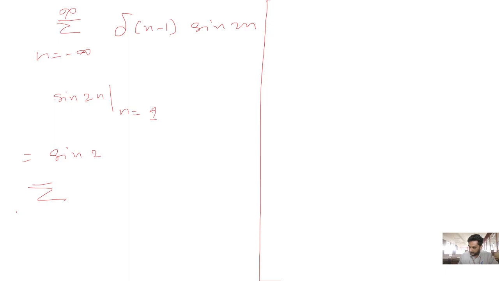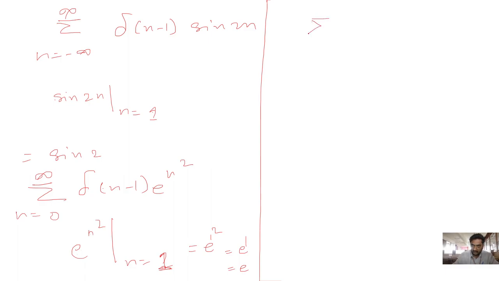Second one, n goes from 0 to infinity, delta of n minus 1 times e raised to n squared, right? And therefore this is going to be equal to e raised to n squared provided n is equal to 1, right? And therefore this is e raised to 1 squared, and therefore it is e raised to 1, and therefore the answer is going to be e, right?